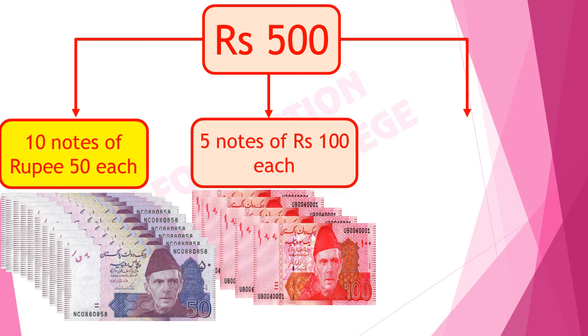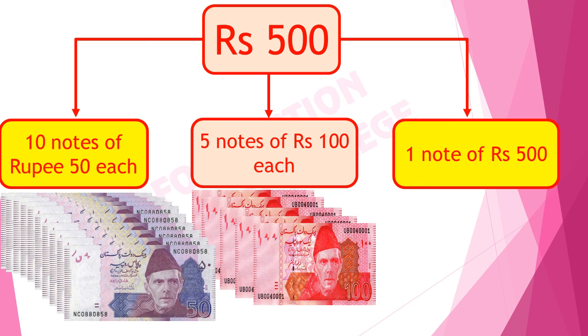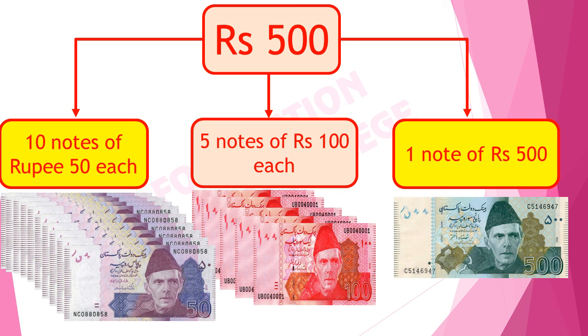Another way for having rupees 500 is 1 note of rupees 500. If we have 1 note of rupees 500, we have 500 rupees.